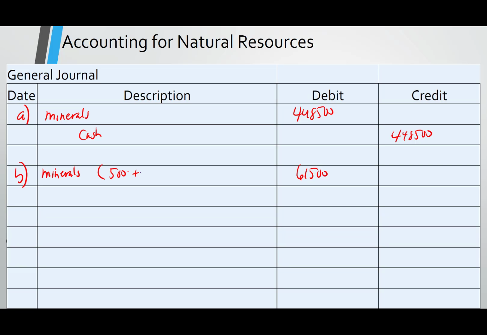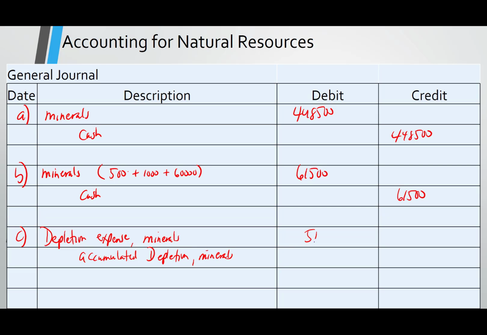And then remember, we had to include the depletion expense journal entry for the first year. We debit depletion expense, minerals, and we credit accumulated depletion, minerals, for 51,000. Again, that's our $1.02 per ton times the 50,000 tons that we extracted.